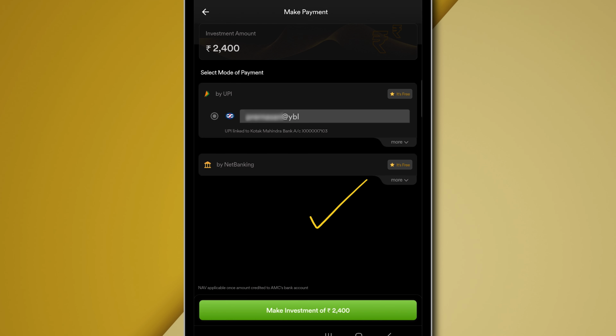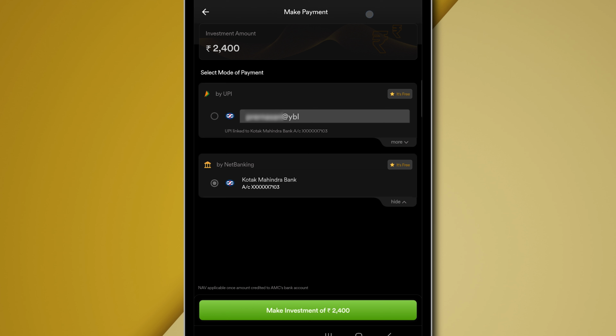I have entered the OTP and now I am on the payment screen. First option is UPI, where I can enter the UPI handle related to my bank account which is linked with Dhan, or I can go and do a net banking transfer from the same account.